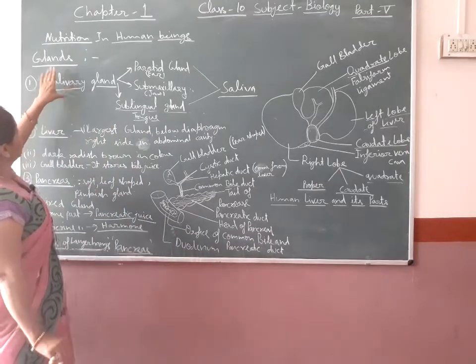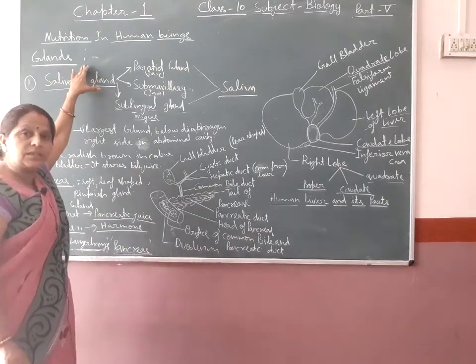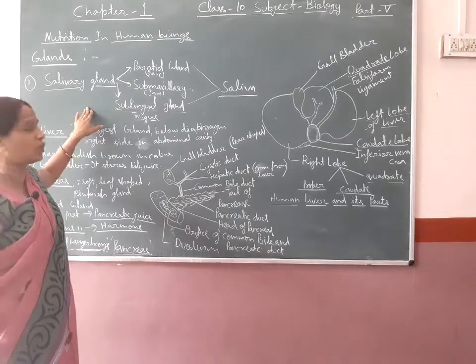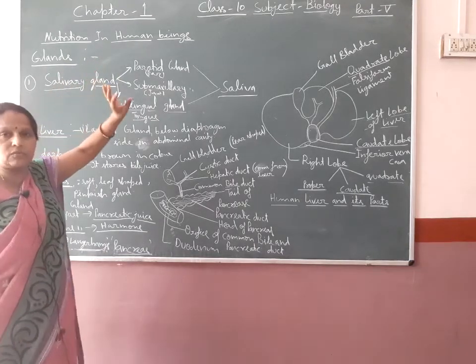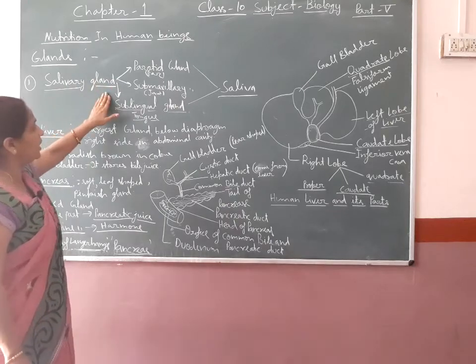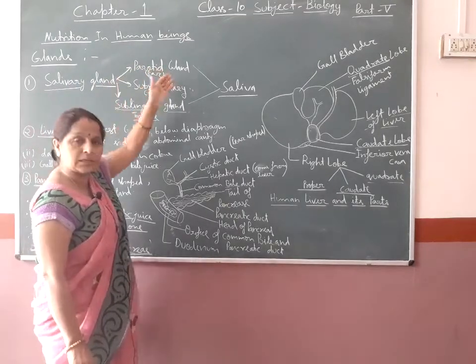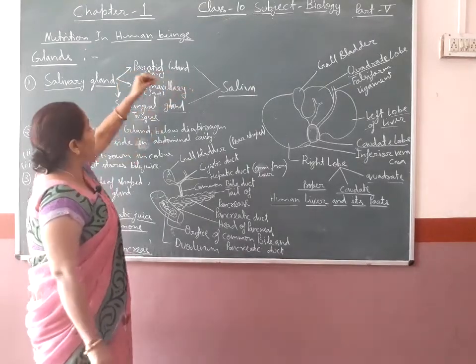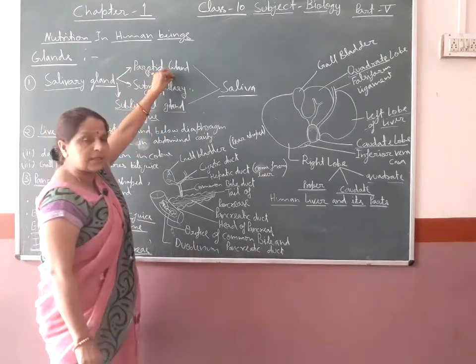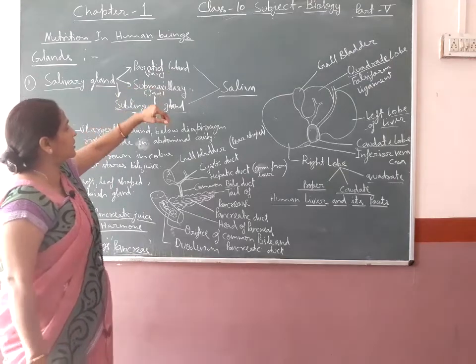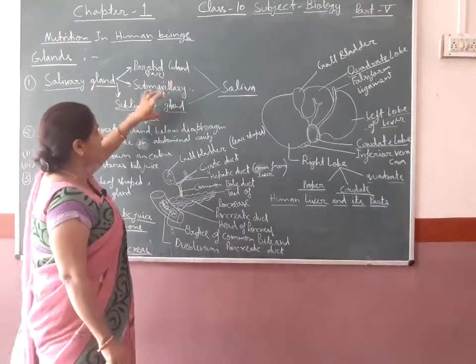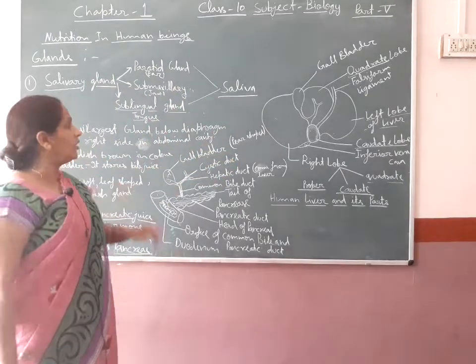These are the glands which are present in the human being. These three glands are the digestive glands. First is the salivary gland. Three pairs of salivary glands are present in humans. First is the parotid gland, which is situated beneath the ear, second is the submaxillary, which is situated beneath the jaw, and the sublingual, which is beneath the tongue.